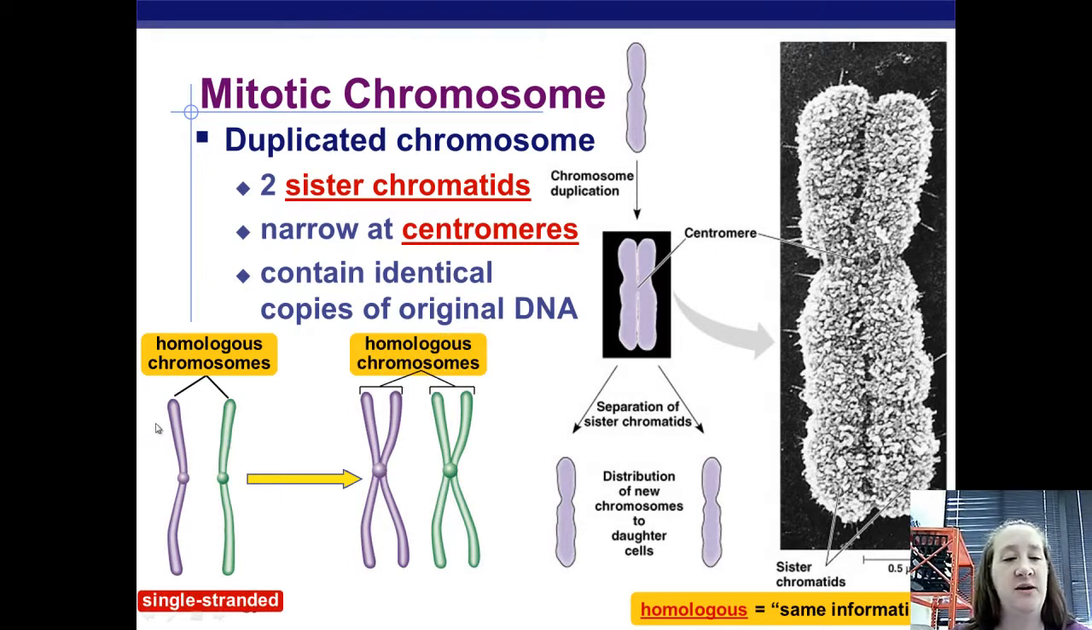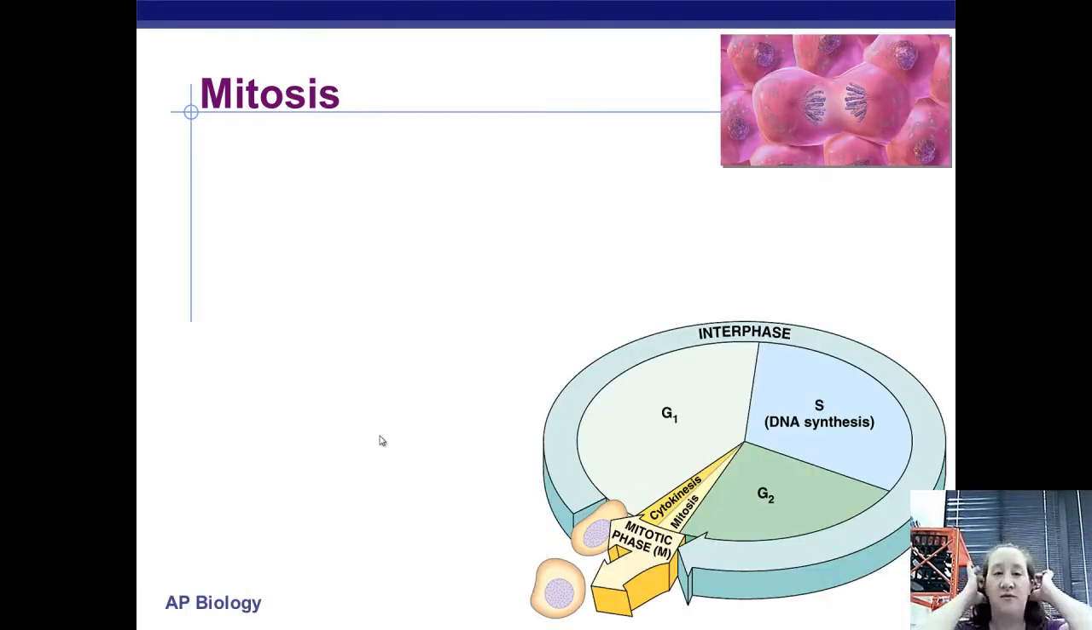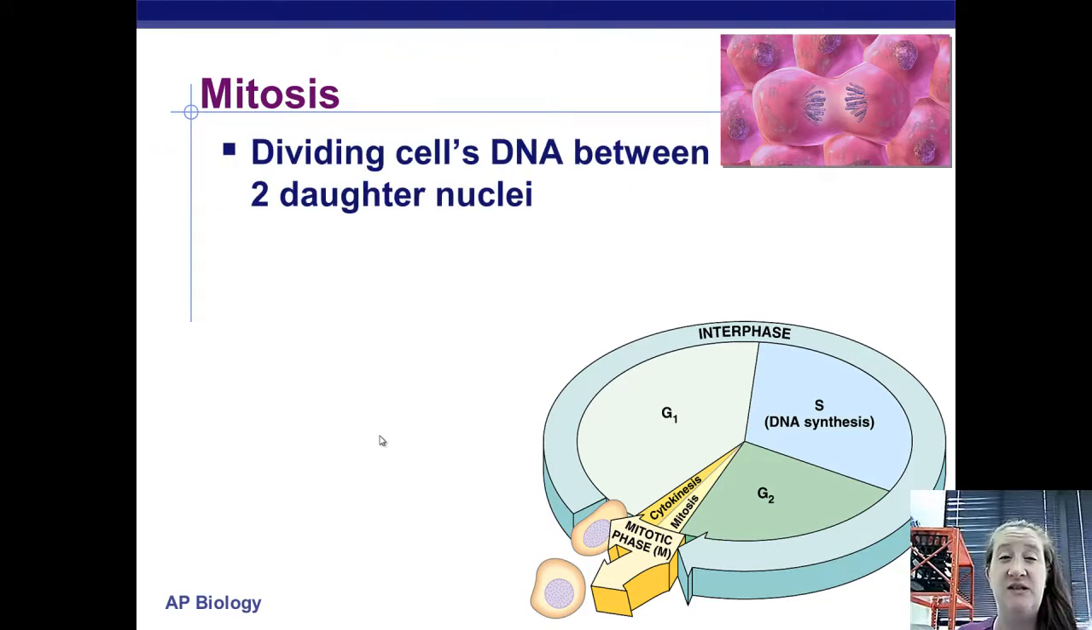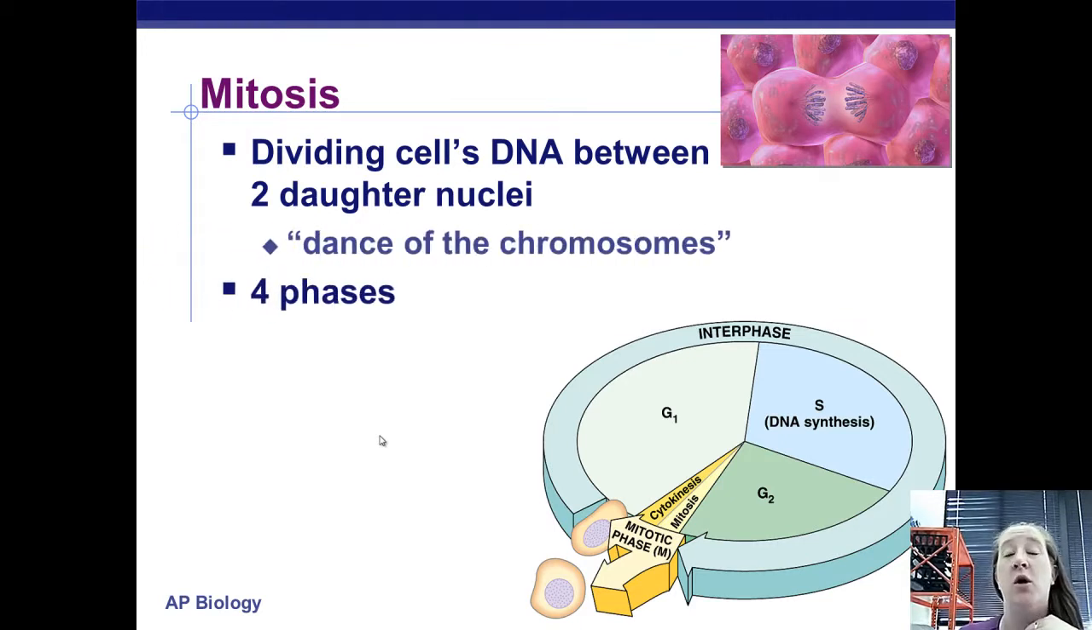Okay, so here we have single-stranded chromosomes, and then these are double-stranded homologous chromosomes made of sister chromatids. All right, so now that we've kind of beaten interphase to a dead pulp, let's start talking about mitosis and what's happening during the division of the nucleus. So remember, this is when the nucleus divides, when the DNA is actually separated into 2 new nuclei. Some call it the dance of the chromosomes.